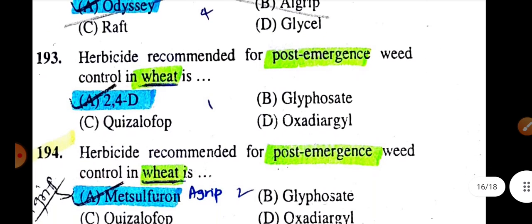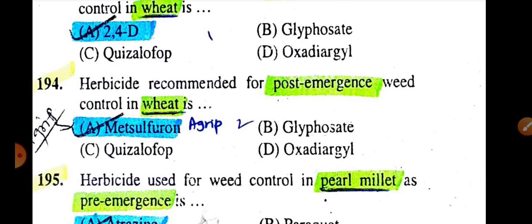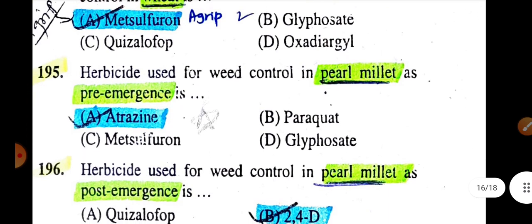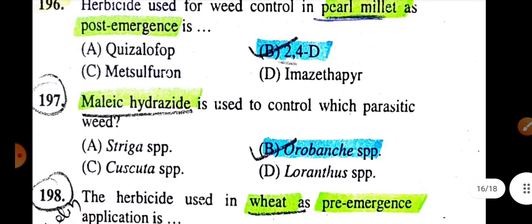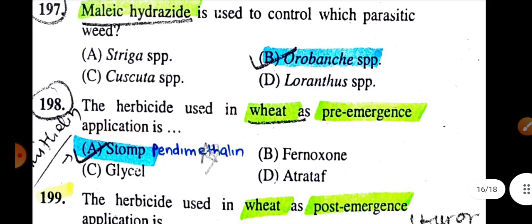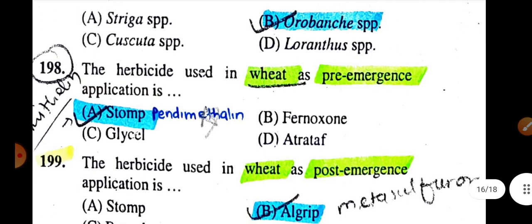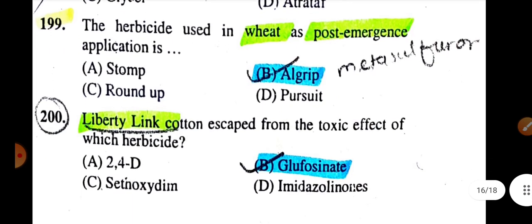Herbicide recommended for post-emergence weed control in wheat is 2,4-D. Post-emergence weed control in wheat is metsulfuron, Algrip. The herbicide used for weed control in maize pre-emergence is atrazine, post-emergence 2,4-D. Maleic hydrazide is used to control which parasitic weed is Orobanche. The herbicide used in weed as pre-emergence application is Stomp, pendimethalin. Herbicide used in wheat as post-emergence application is Algrip, metsulfuron.